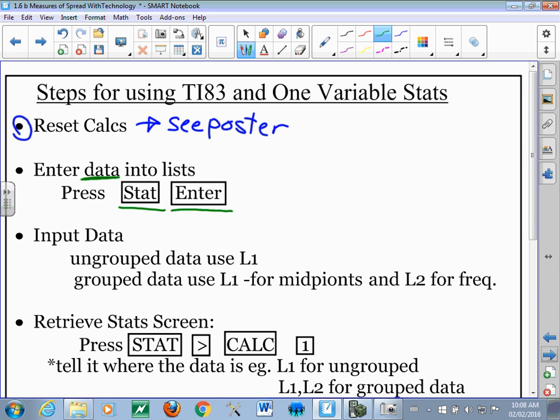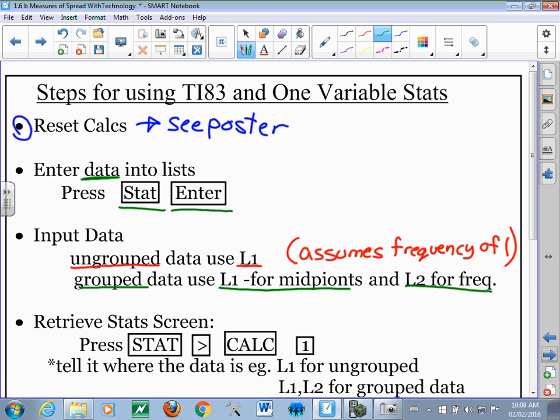Now we have to input the data into our lists. I talked about this earlier. Make sure you understand if it's ungrouped data, you're going to put it into just L1. That assumes a frequency of 1. So if 18 repeats twice, then you write 18 in the list twice. Whereas when you're dealing with grouped data, which is usually a frequency table, you're going to use L1 for the midpoints and L2 for the frequency.